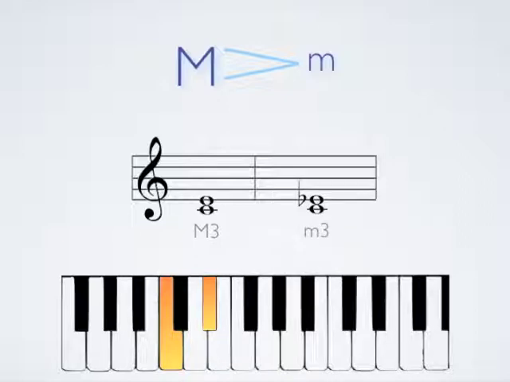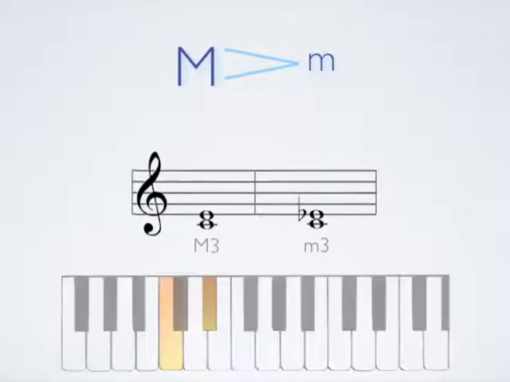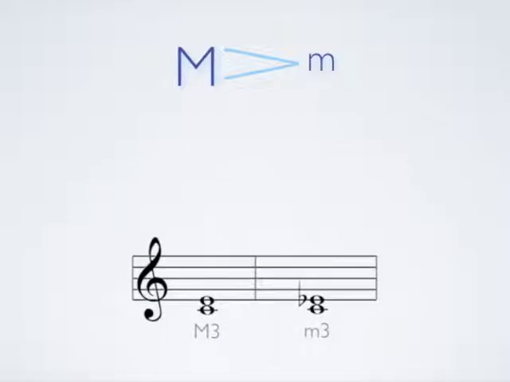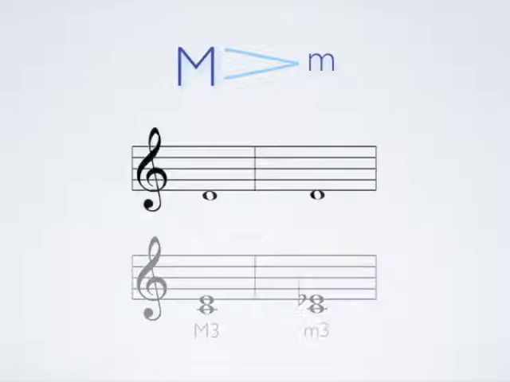Let's try the same thing with D as our lowest note. Since the key of D includes an F sharp, so does our major third. Now we can make this interval smaller by removing the sharp. That makes the top note go from F sharp to F natural, and then we make a minor third.